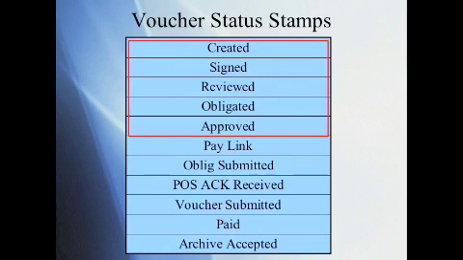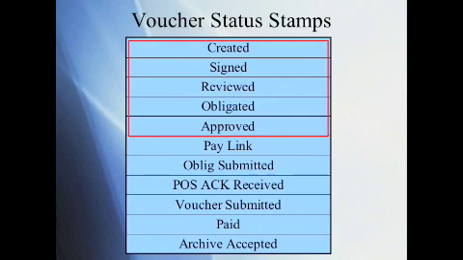So here are the 11 status stamps, the normal status stamps. The first 5 status stamps can go through really quickly. After you've created it and you've signed the document, depending on how long it takes you to get from the creation part to the signed part, those other steps could go by very, very quickly. Of course, they're dependent on the reviewer reviewing it, the money being available in the bank for the obligated, and the supervisor approving it.